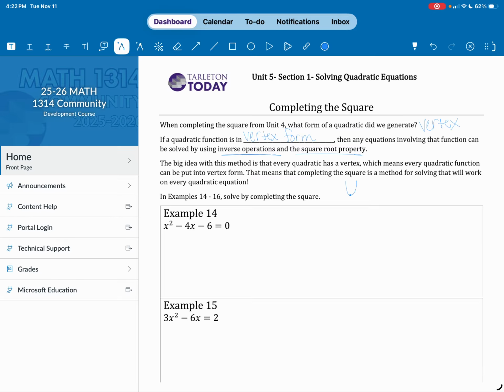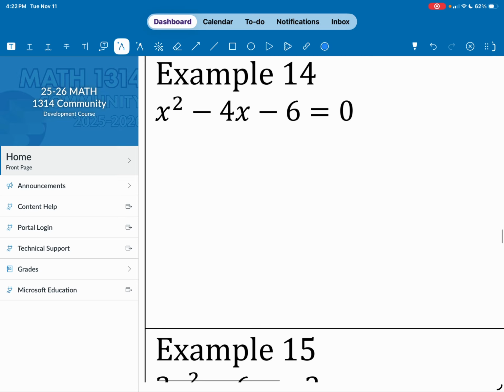So what we're going to do here is practice some more with completing the square, and then from there, we will find our zeros. There's nothing that can be multiplied to give me negative 6 but added to give me negative 4. But also remember, we're trying to do completing the square. So that's when I say, okay, x squared minus 4x plus something, minus that something, and then minus 6.